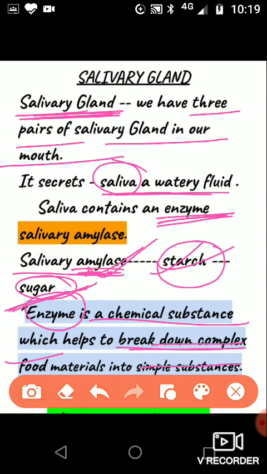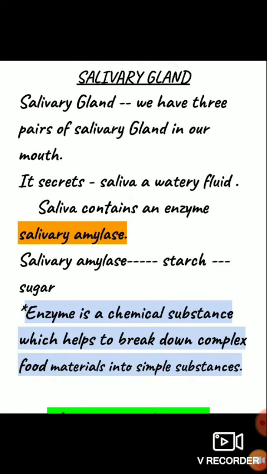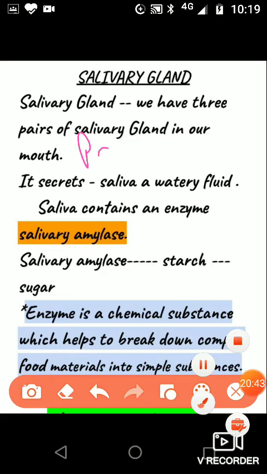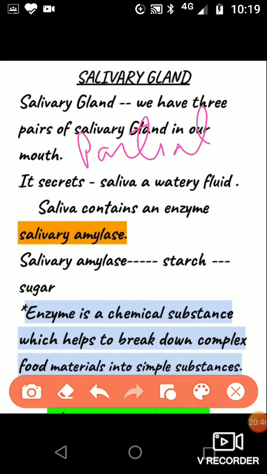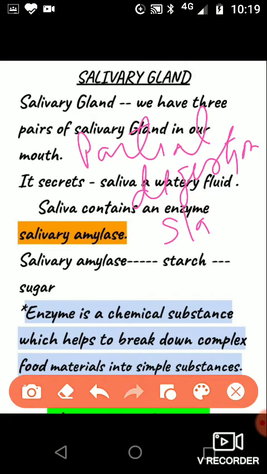So that is about the salivary gland. It helps in breaking down the starch, but not completely. Remember, not complete. Only partial digestion of food takes place here. Partial digestion of starch takes place. That means the sugar is not completely in its simple form. Again, this sugar has to be broken down into its simpler form.